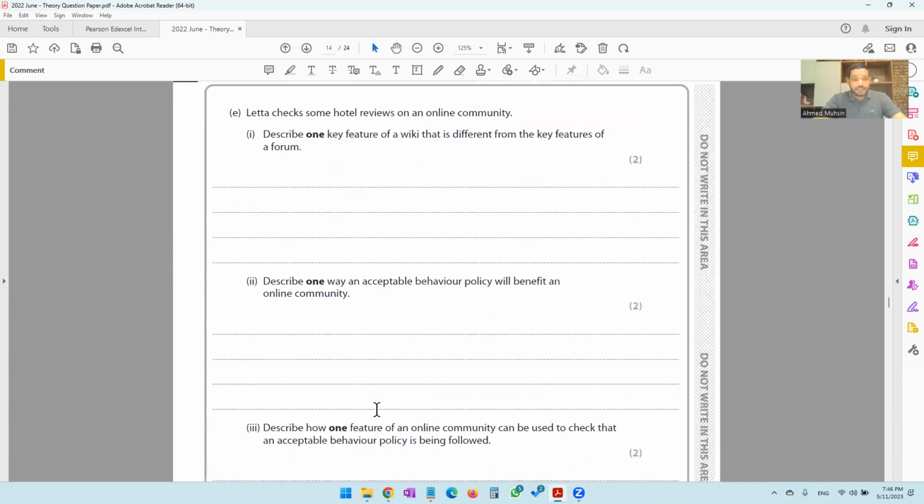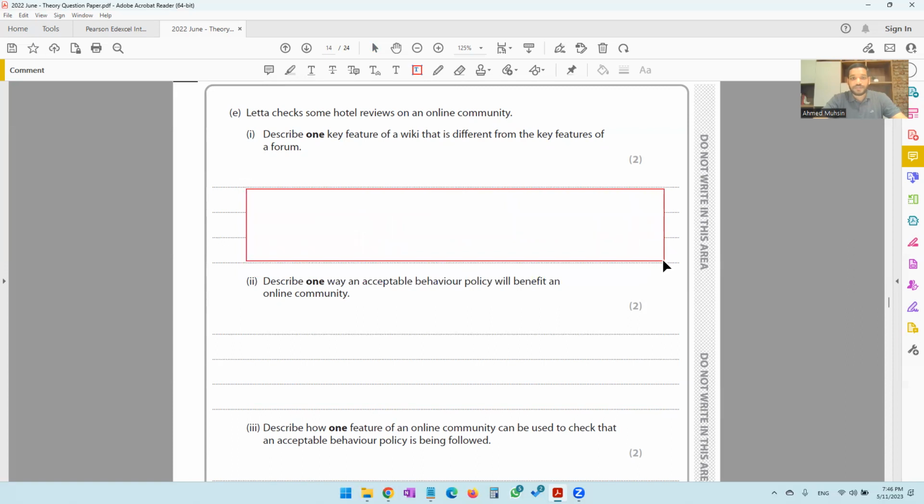It says, let us check some hotel reviews on an online community here. Describe one feature of a wiki that is different from the key features of a forum. As you know, a wiki is used to publish information, news or articles, and users come and read it. Users are only given the option to edit. They can suggest additions, but generally you wouldn't be able to comment, like and share.